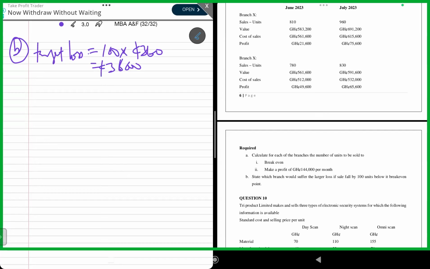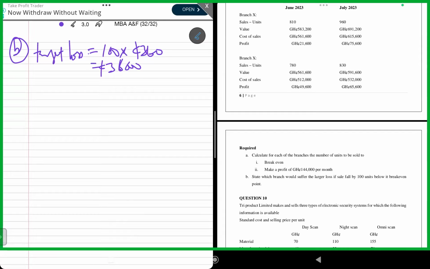Then we'll do the same for X and Y. Then we compare the losses. Then we'll give our comment. State which branch would suffer the larger loss if sales fall by 100 units below the break-even point. That is what I can do.